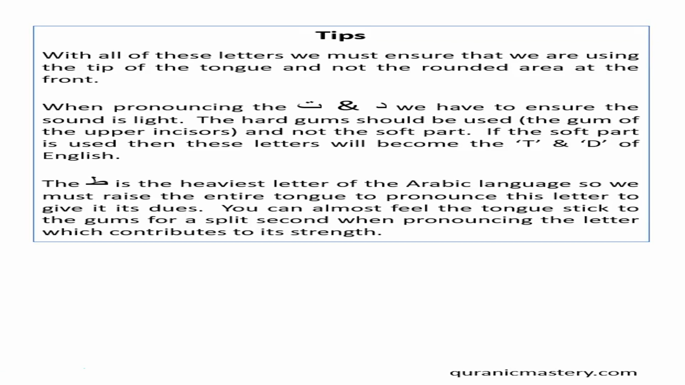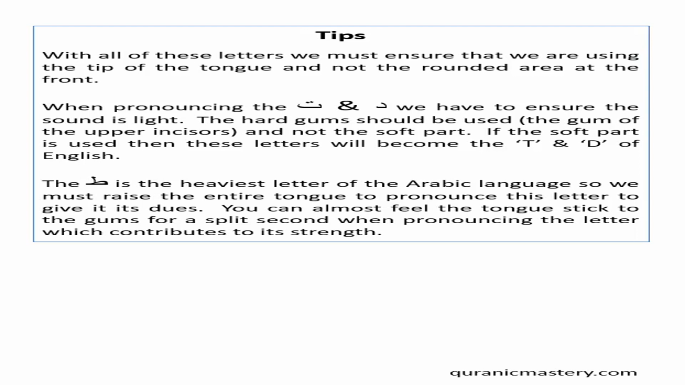So the tips are, with all of these letters, we must ensure that we are using the tip of the tongue and not the rounded area at the front. When pronouncing the ta and the dal, we have to ensure that the sound is light. The hard gum should be used, the gum of the upper incisors, and not the soft part, meaning the palate. If the soft part is used, then these letters will become T and D of English, but that's not correct. So ta and dal has to be there.